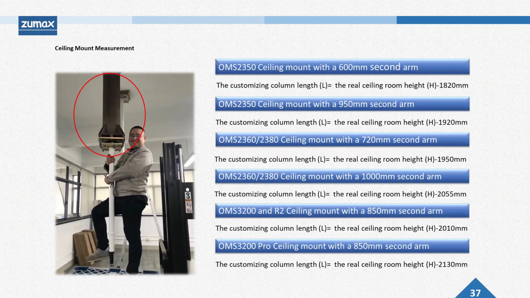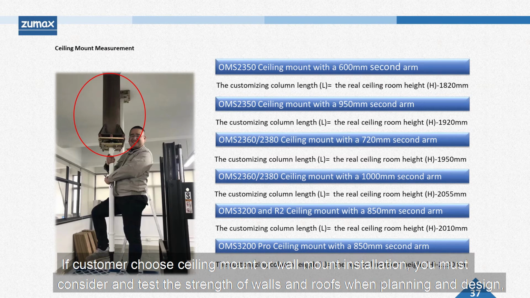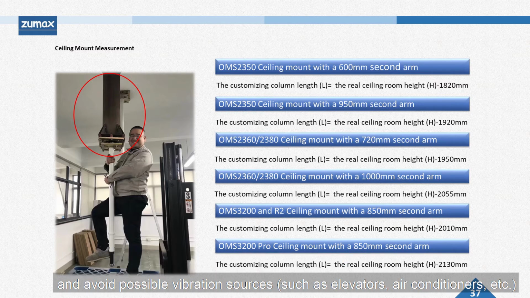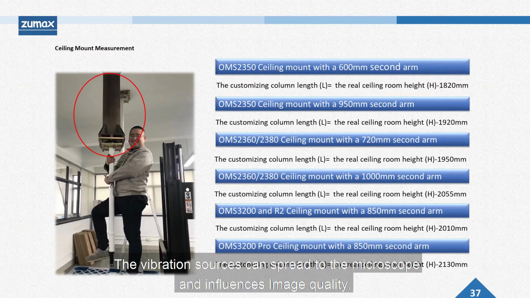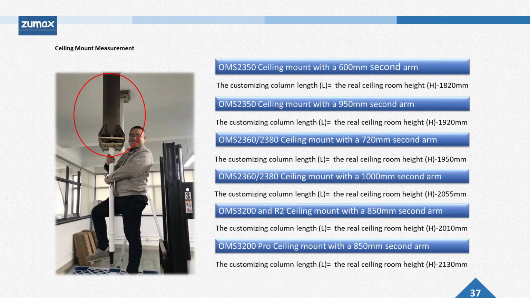floor space. If customers choose ceiling mount or wall mount installation, you must consider and test the strength of the walls and roofs when planning and designing, and avoid possible vibration sources, such as elevators and air conditioners. The vibration sources can spread to the microscope and influence image quality.